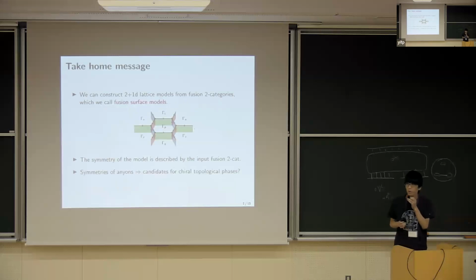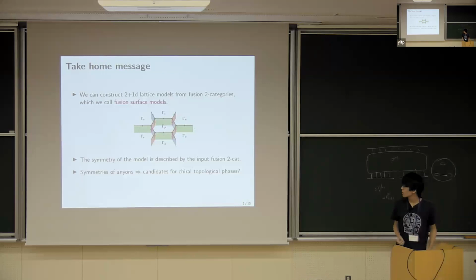So let me first give you a short summary of this talk. The main message of this talk is that we can construct a large family of 2+1 dimensional quantum lattice models by using the data of fusion 2-categories. We call these models fusion surface models. In principle, we can define the fusion surface models on an arbitrary 2-dimensional lattice. But for simplicity, in this talk, I will only consider fusion surface models on a honeycomb lattice.